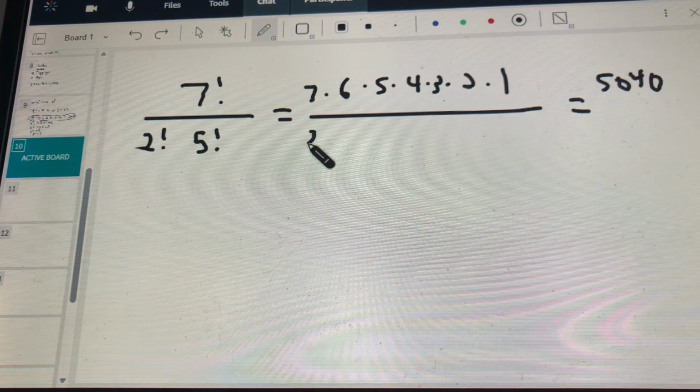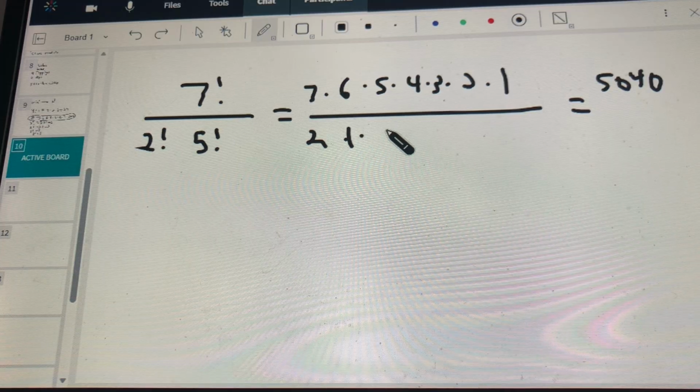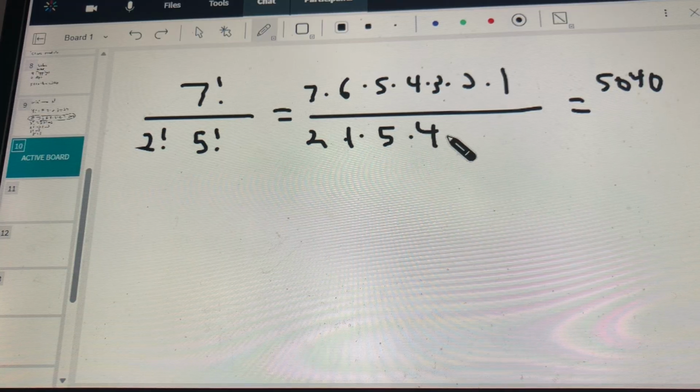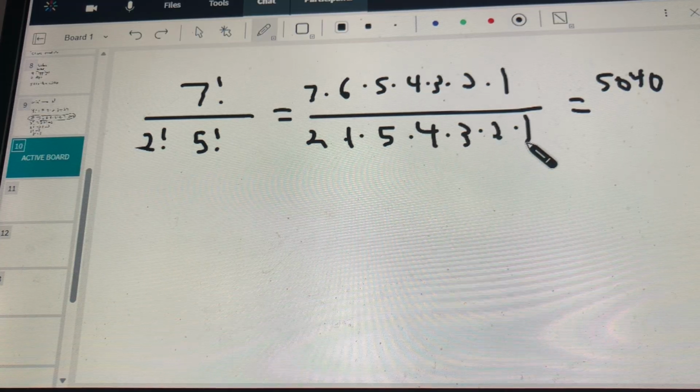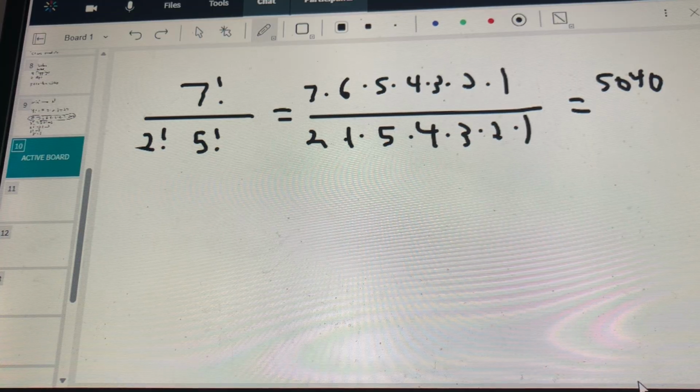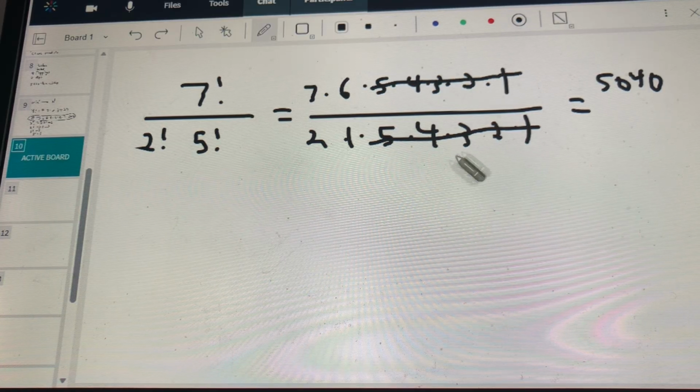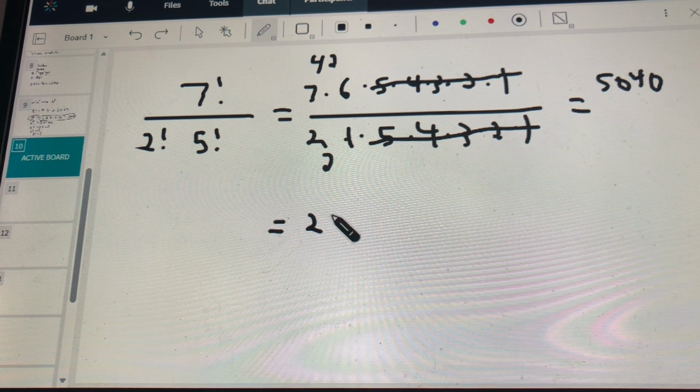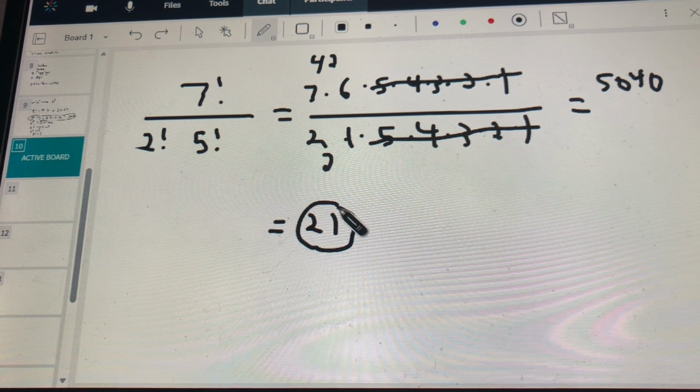2 factorial is 2 times 1. And 5 factorial is 5, 4, 3, 2, 1. You could figure all that out too if you wanted to, but notice here that you can also do this and have the 5 down to 1 cancel this 5 down to 1. And then I could just do 7 times 6, 42. 2 times 1 is 2, and 42 divided by 2 is 21. I was able to figure this out without a calculator.